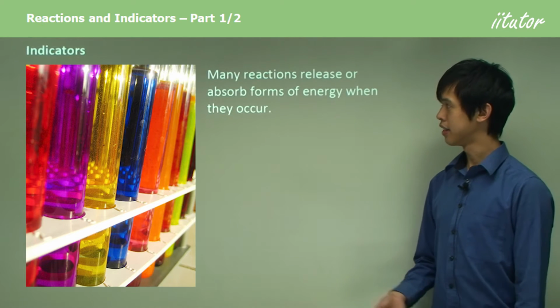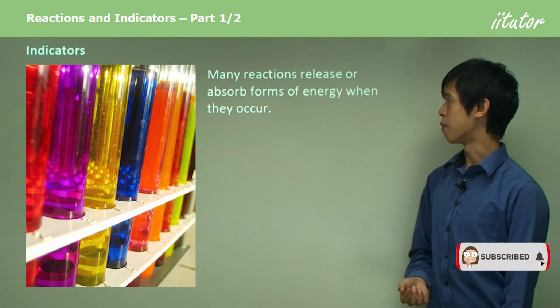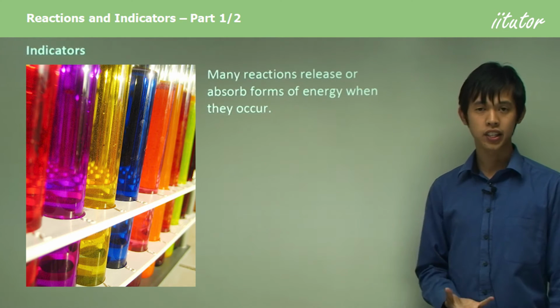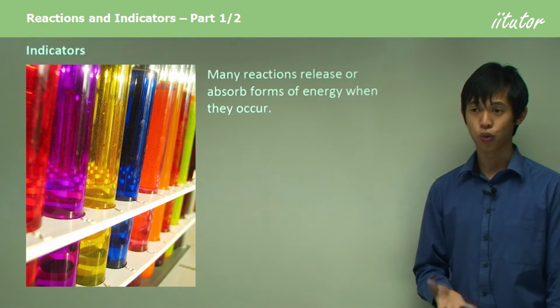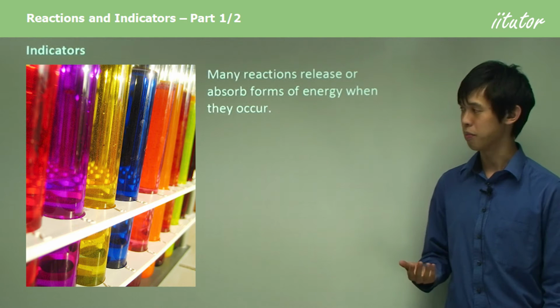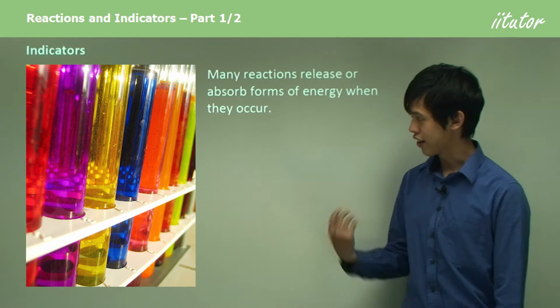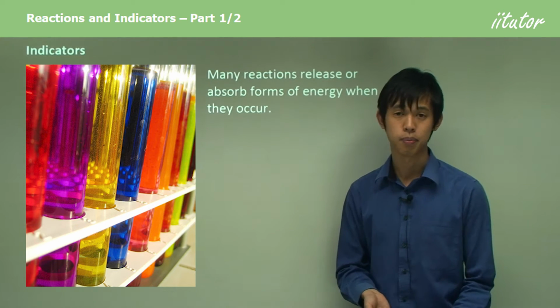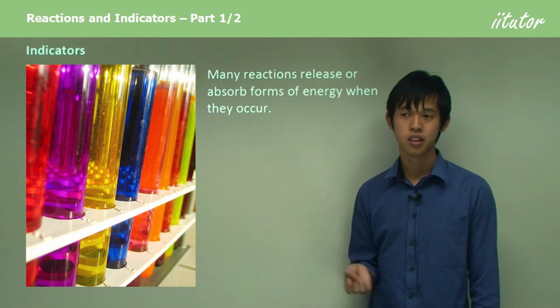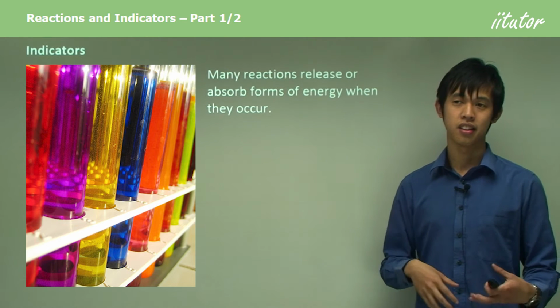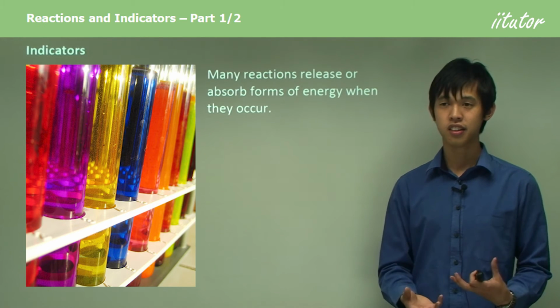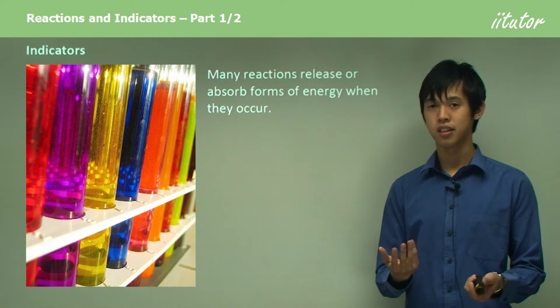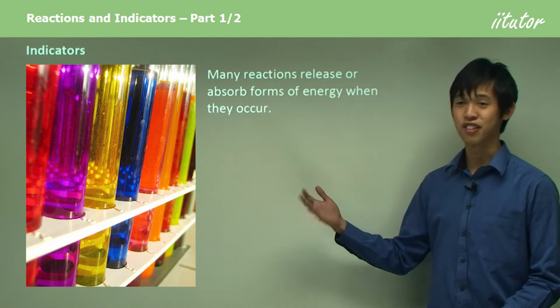So indicators. Many reactions release or absorb forms of energy when they occur. When a reaction happens, they either emit or receive energy in some form. So here, if we look, a reaction can be identified by the fact that the color is changing, because color changes imply that the electrons are reconfigured such that they can absorb and emit different forms of energy in terms of different colors.